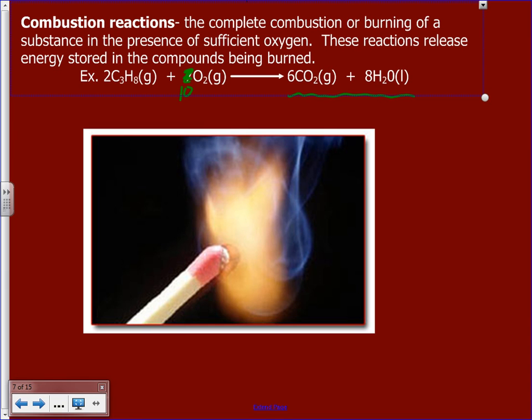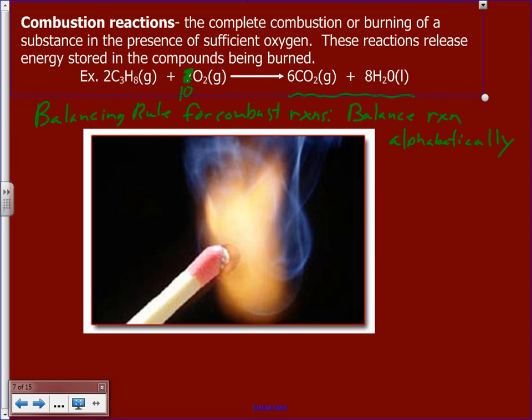Now, there's a couple of special rules when dealing with combustion reactions, and you're going to want to write this rule down. Okay, it's the balancing rule for combustion reactions. We always balance the reaction alphabetically. It is the only reaction that you balance alphabetically.